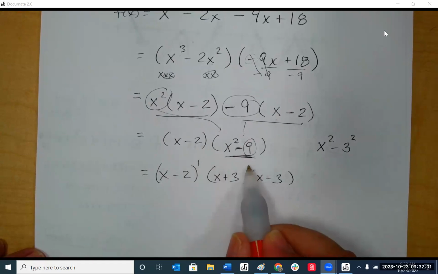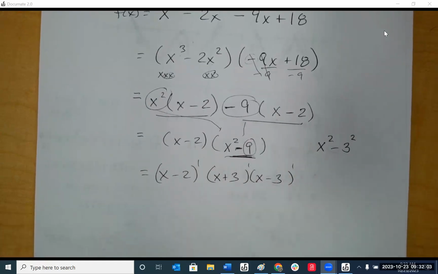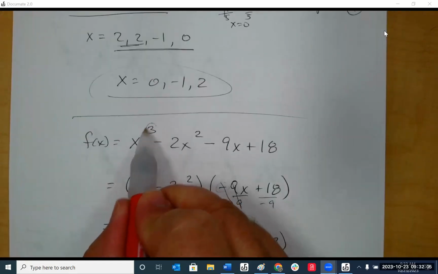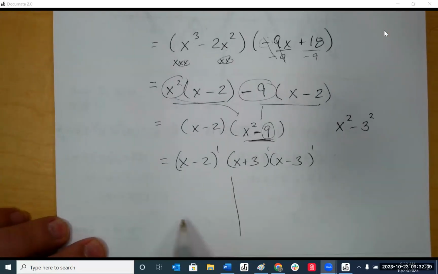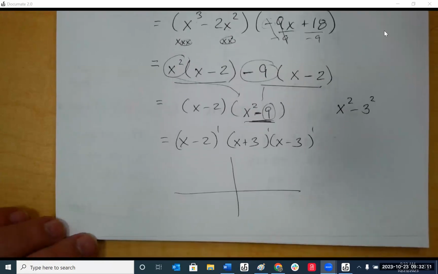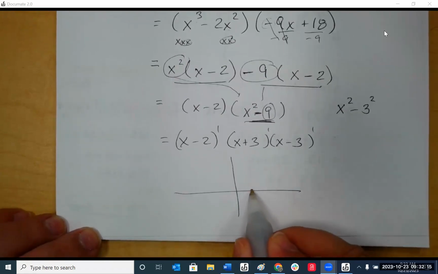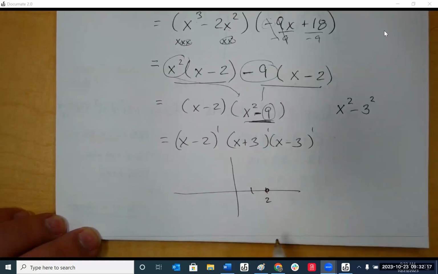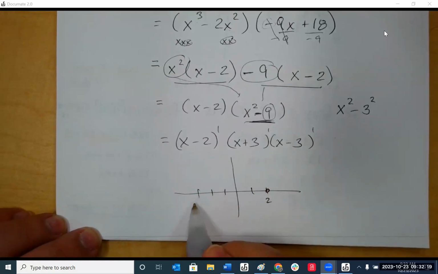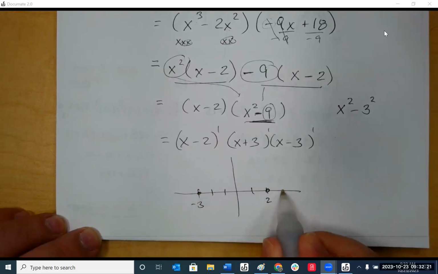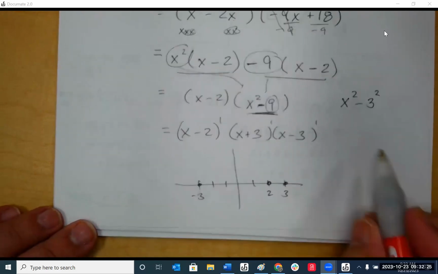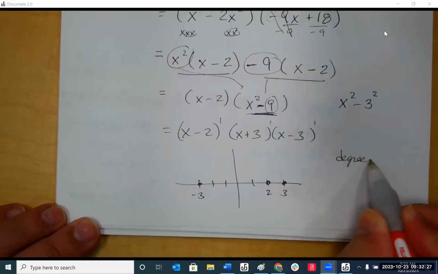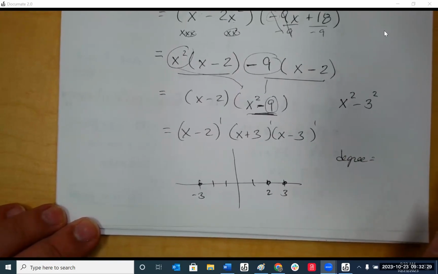The degree is still 3. That's the same as the original equation. So what are my intercepts? And the degree was what? 3.